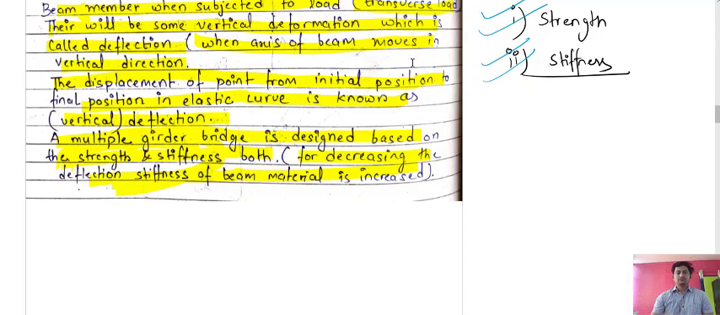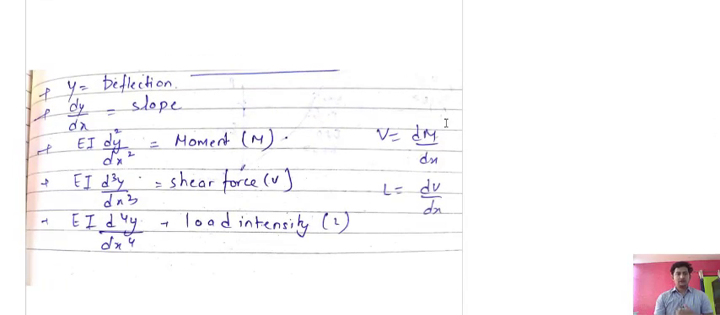So first of all, the terms that you must be familiar with is the deflection. Deflection is denoted by y here. y is the deflection, and dy by dx is the slope. And EI, that is flexural rigidity, into d square y upon dx square is equal to the moment. And for shear force, I have already told you when we were learning the shear force and bending moment diagram in strength of materials, that V is equal to dM upon dx.